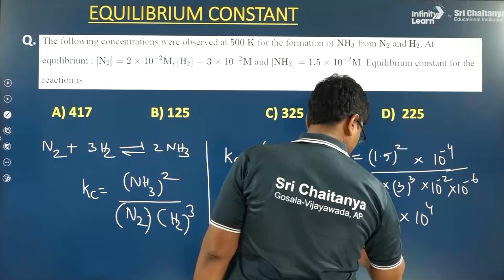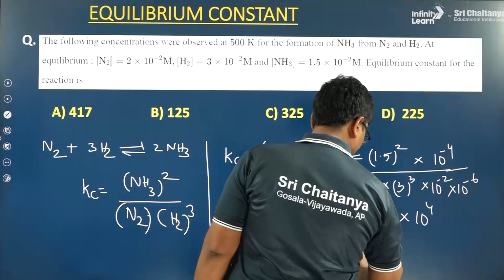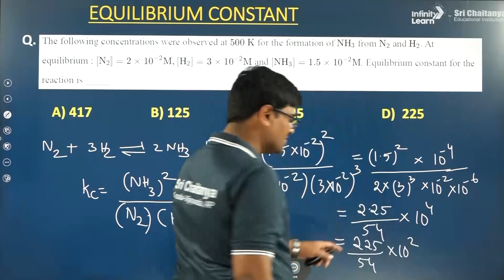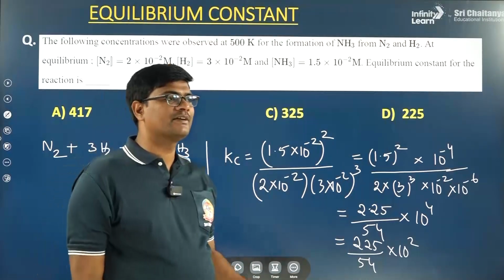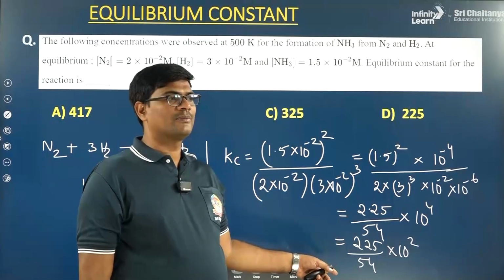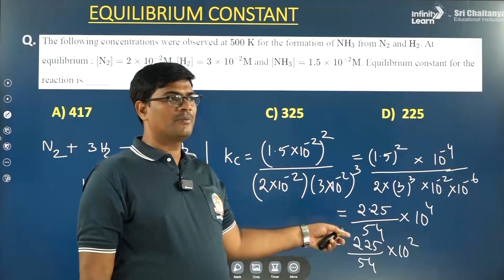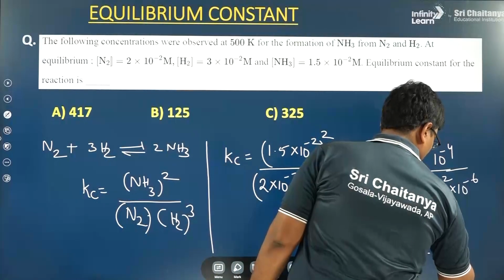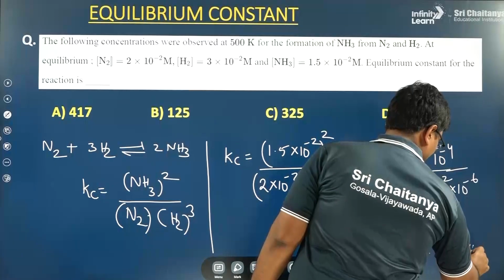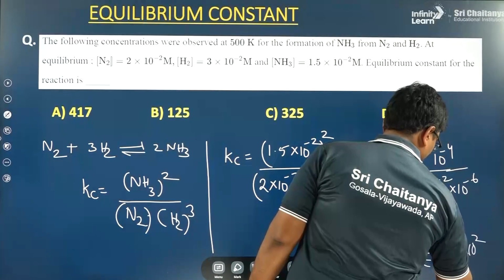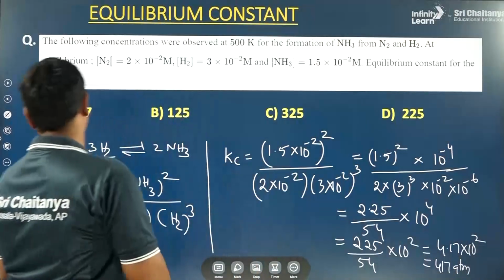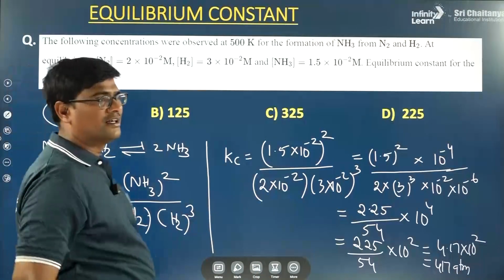So I am taking it as suppose 225 divided by 54 into 10 square. So obviously 54 approximately 4 times you will get, right? If you do this, you will get around 4.17 something. So 4.17 into 100, 10 square is how much? 4.17 into 10 square, that is approximately we will get 417 atmosphere. The point is, the answer is 417 atmosphere.